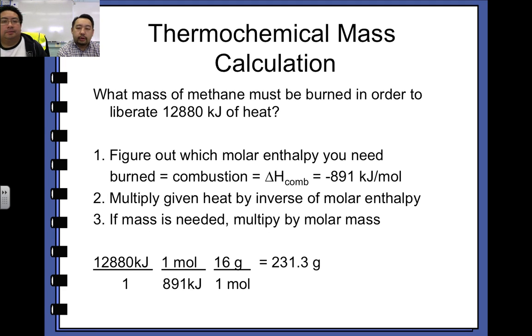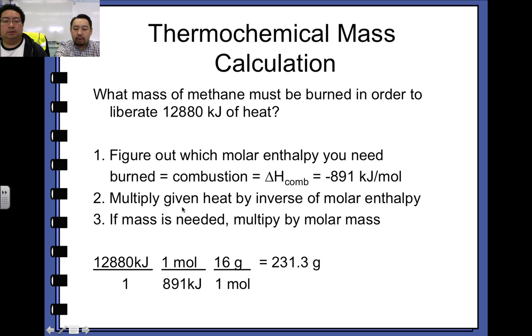All right, so here we're going to be dealing with the mass calculation, like how much mass must be there if a certain amount of energy is being released. So since we're dealing with methane here, and we can find out what the delta H of combustion is from a chart, and it's given in this problem, so it's negative 891 kilojoules per mole.